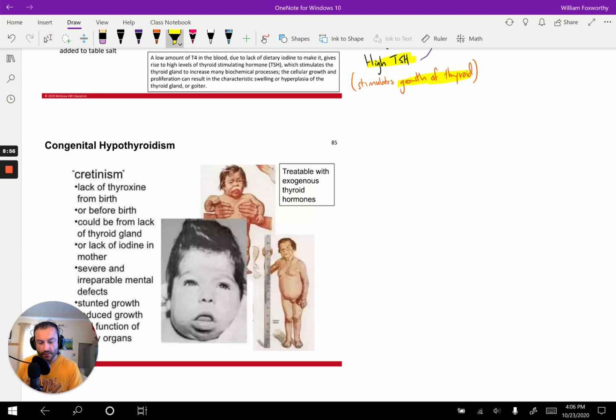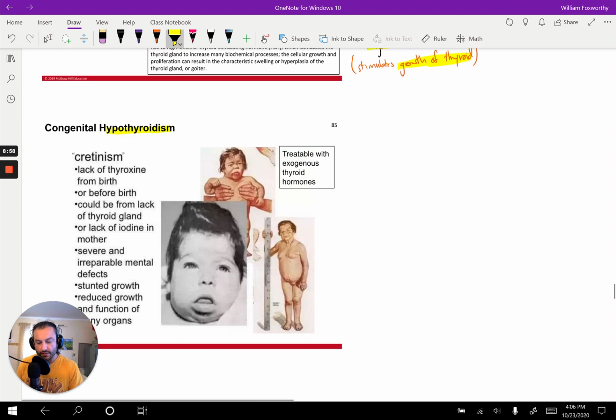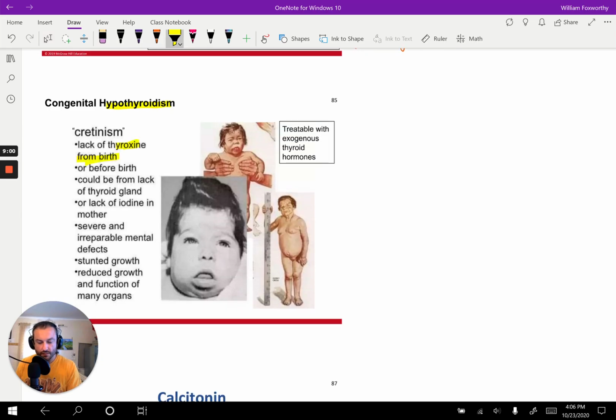Congenital hypothyroidism is caused when you have a lack of the thyroid hormones, either before birth or in early development, maybe because you don't have a thyroid gland or the mother was not ingesting iodine. This can result in severe mental defects and stunted growth, as you can see in the people in this picture. And if you were aware that you had a child with this condition, you could treat that with exogenous thyroid hormones.